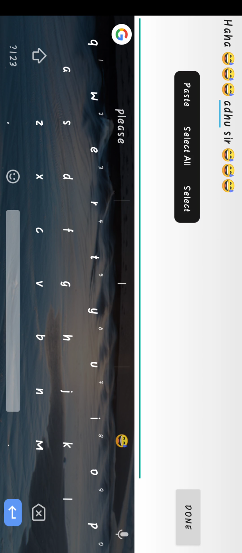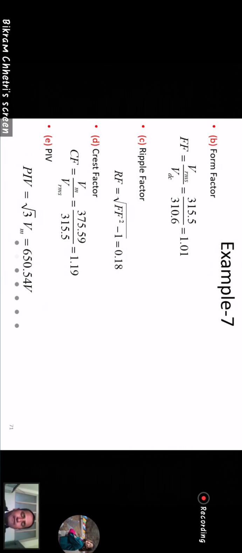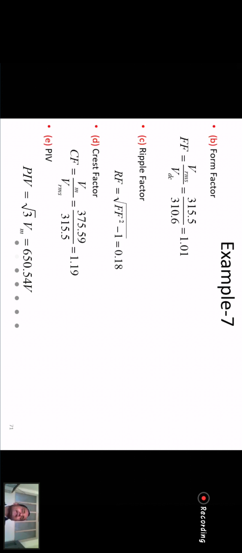I did not write the numerical on this three-phase half-wave rectifier, but I know there are a few numericals even in textbooks, like PS Bimra or other textbooks. There are so many textbooks on this.